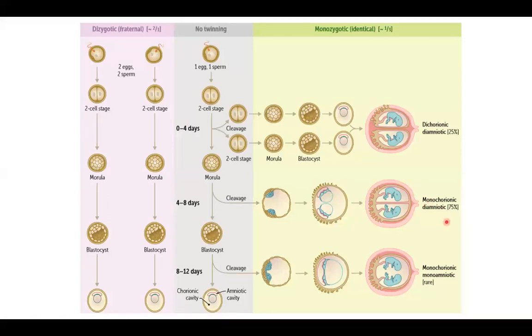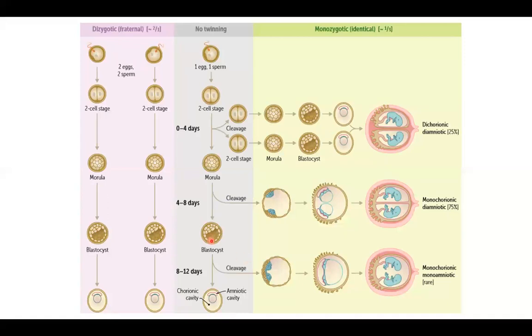However, for the amniotic sac, because it's on the inside, you could separate the amniotic sac, because it's the inner one, without necessarily separating the placenta. So I don't know if that helps, but that's how I remember that it's monochorionic diamniotic. And again, that just means that they share placenta, and this happens after the morula stage. But they have two different amniotic sacs.